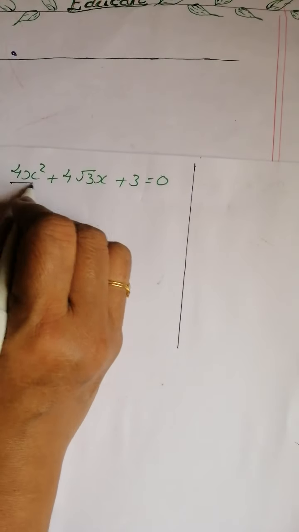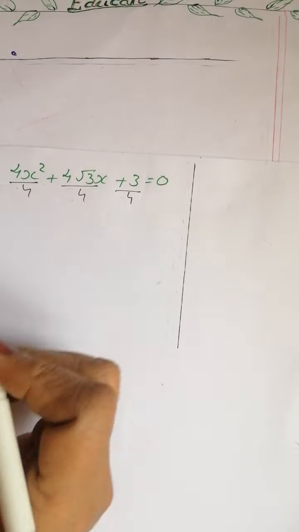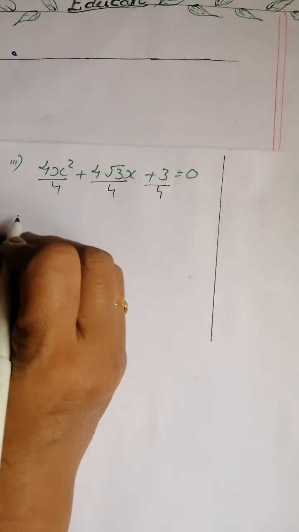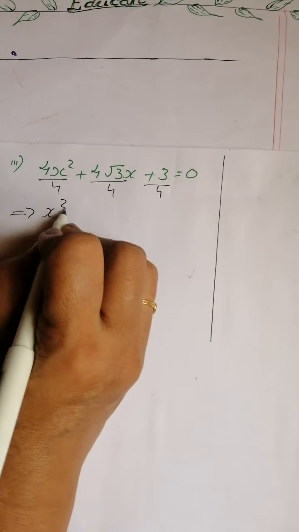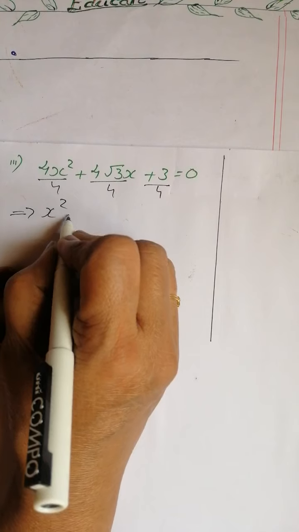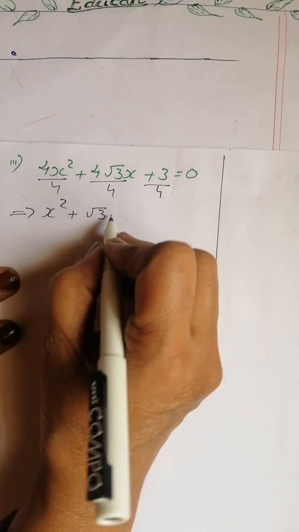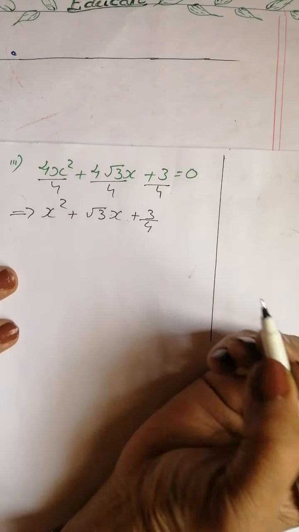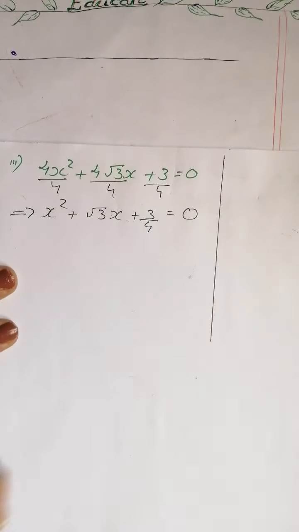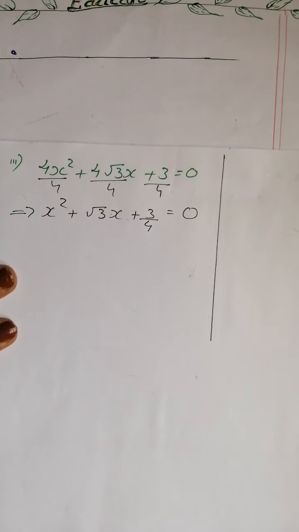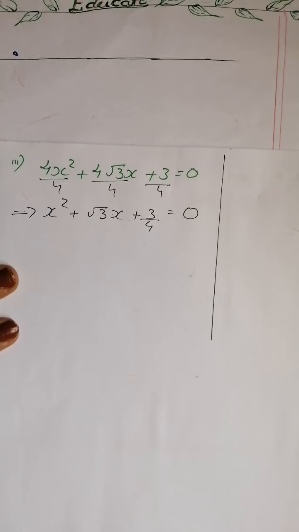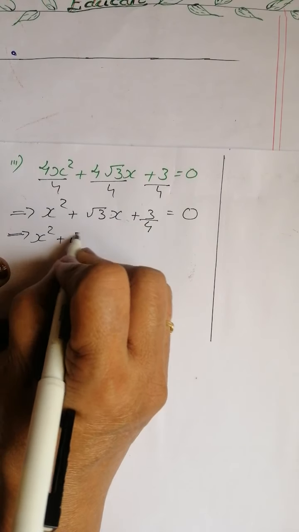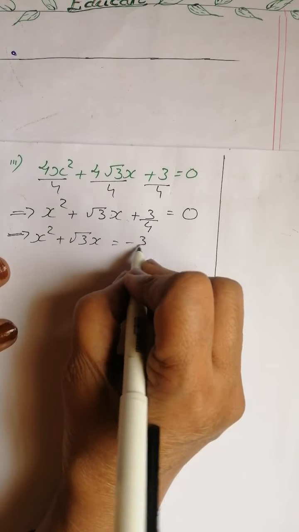Now you know all the steps. What you have to do? You have to divide all sides by 4. So what is the equation you are getting here? You will get x square plus root 3 x plus 3 by 4 equals to 0. Is it not? Up till here you know. Now next portion also it is easy for you. You will bring it to the right hand side. Root 3 x equals to minus 3 by 4.